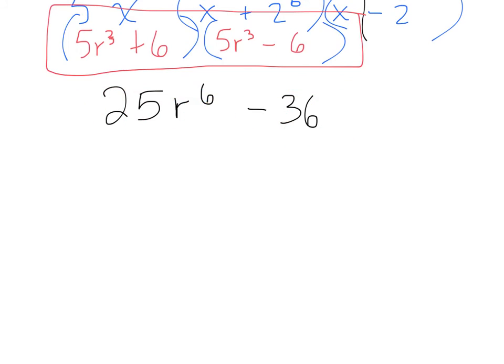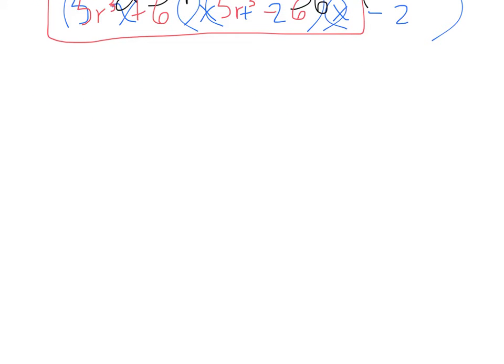Let's try the following. Let's say 9/25 u to the 4th minus 81 y squared. Notice they're both perfect squares, right? Either go right to the answer or start by identifying A and B and then plug them in where they go accordingly.